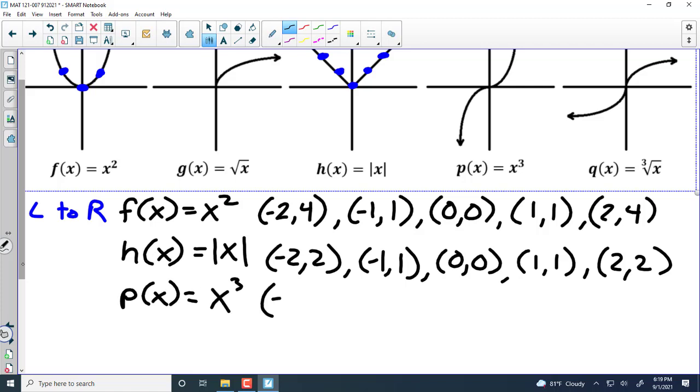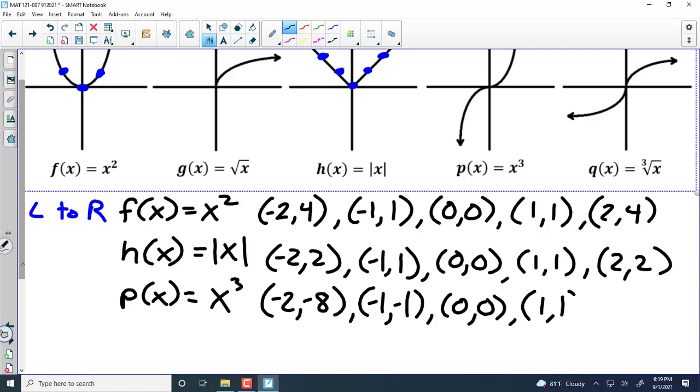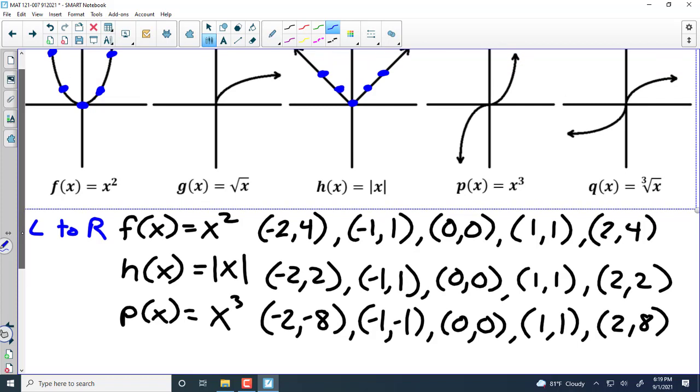X cubed, we're going to do negative 2, negative 8, negative 1, negative 1, 0, 0, 1, 1, and 2, 8. And that doesn't just tell us one part of the story, that tells us the entire story. Well, not the entire story, but enough that we see the general shape of the graph.